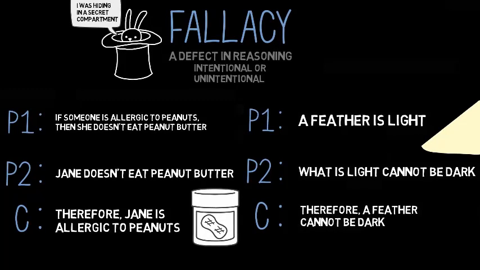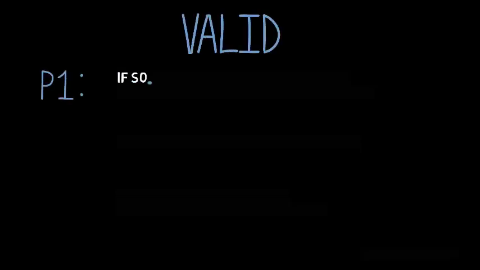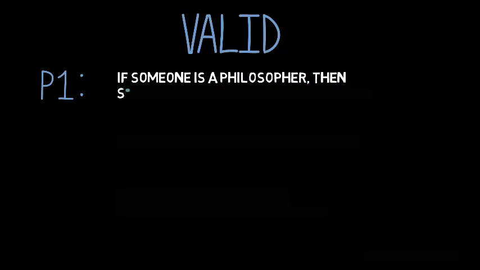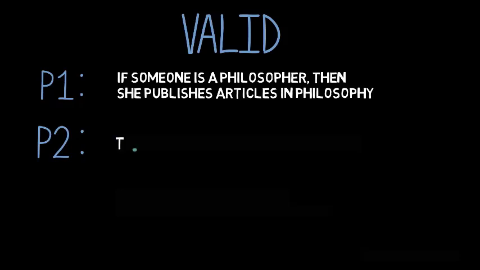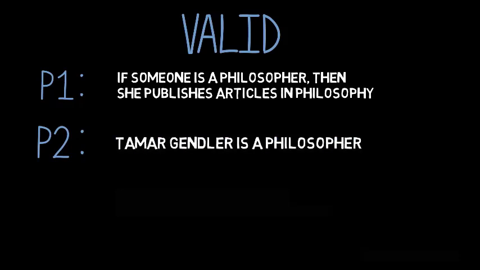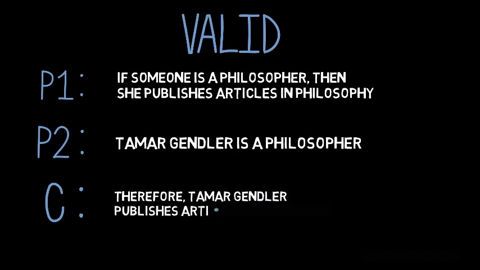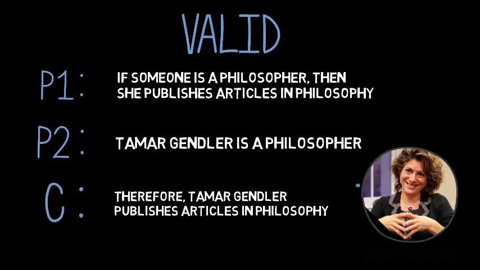But before we talk about fallacy types, let's recall what a valid argument is. Consider this argument. Premise 1. If someone is a philosopher, then she publishes articles in philosophy. Tamar Gendler is a philosopher. Therefore, Tamar Gendler publishes articles in philosophy. This is a valid argument. Actually, although it has no bearing on this argument's validity, Gendler has published over 20 articles among her other works.